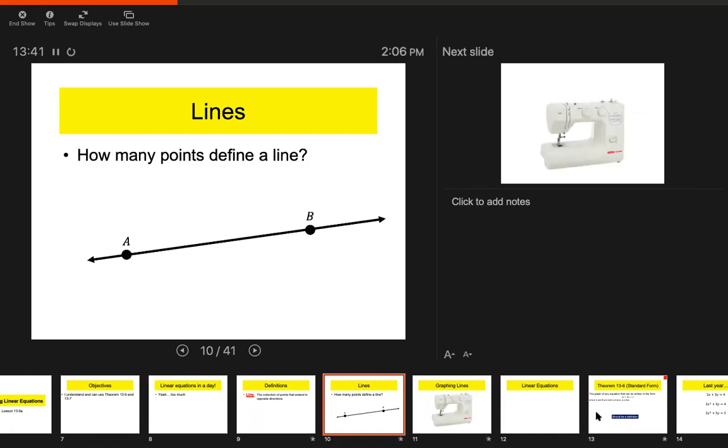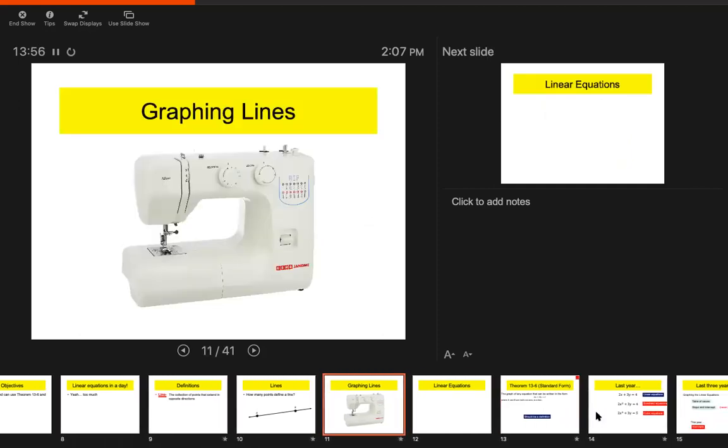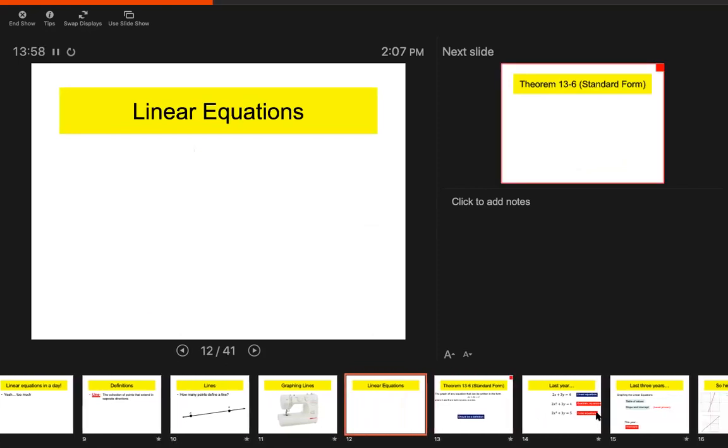Now, remember, there's an infinite number of points because the definition is a collection of points that go in opposite directions. But we only need 2 points to, quote, define a line. By define a line, that means giving it a name and figuring out what direction it goes in. And any 2 points work. Any 2 unique points.